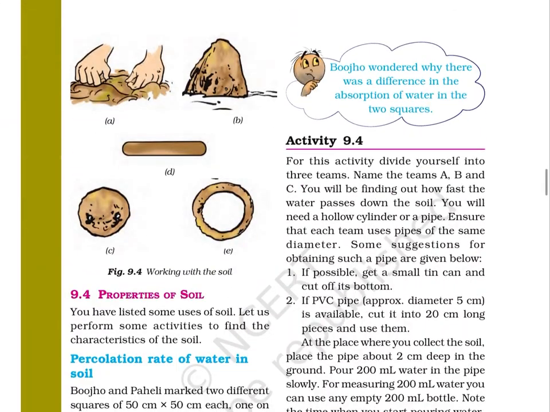Page 100. Figure 9.4. Working with the soil. A. In this picture, we can observe someone kneading the soil. B. We can observe the soil has taken the shape of a small mountain. C. Here, the soil has taken the shape of a ball. D. Here, the soil has taken the shape of a cylinder. E. Finally, the soil is in the shape of a ring.